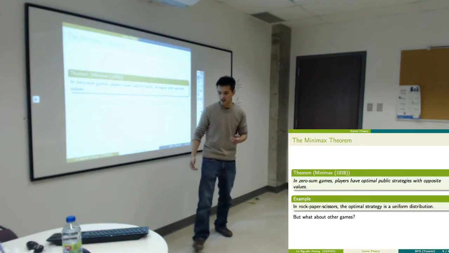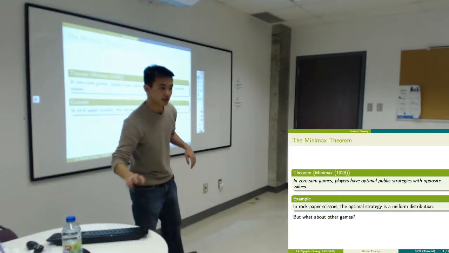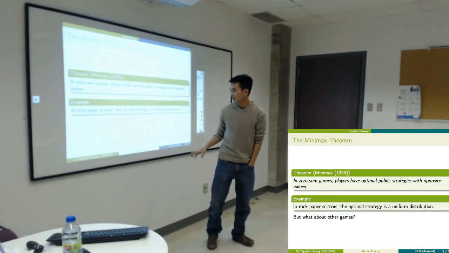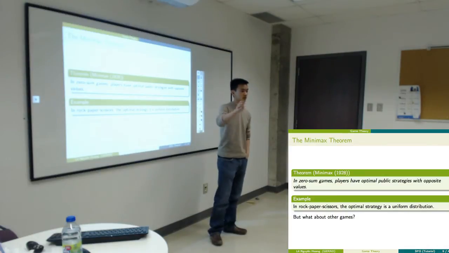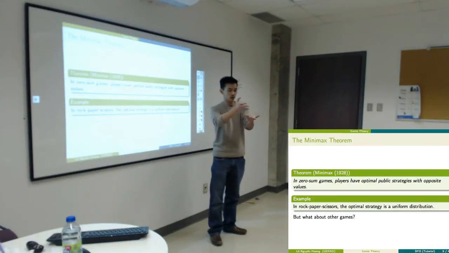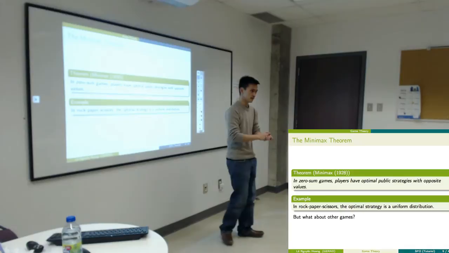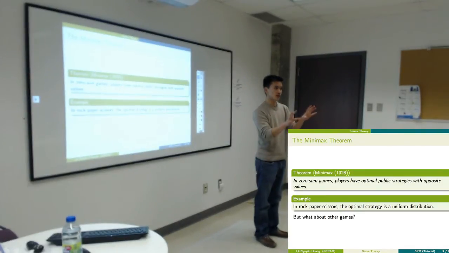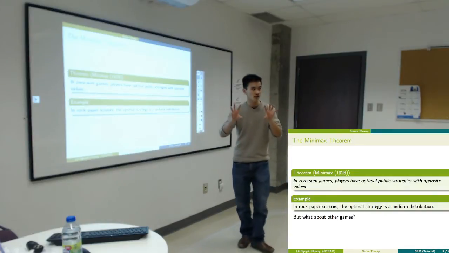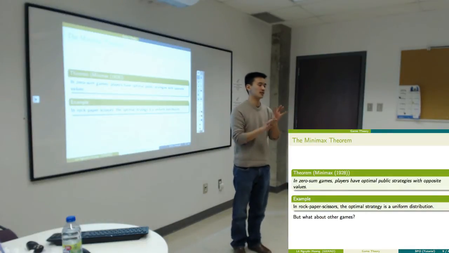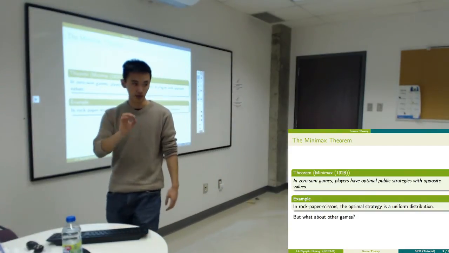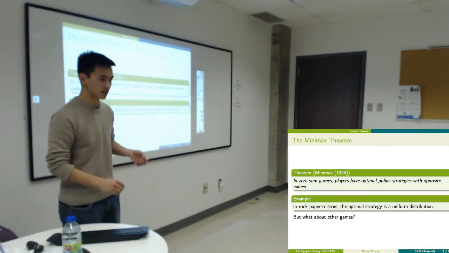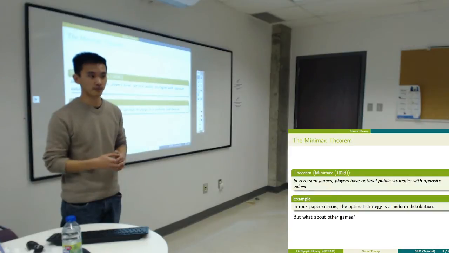So if you take rock, paper, scissors, the optimal strategy for each player is the uniform distribution over all the atoms: one-third paper, one-third rock, one-third scissors. And if you do that, you're maximizing the worst case. You know that whatever the other does, you will get a gain of zero. And because the game is symmetric, the optimal strategy for the other is the same.